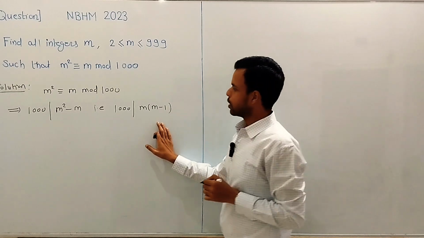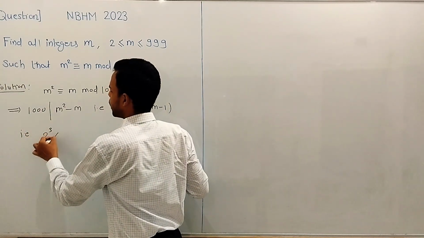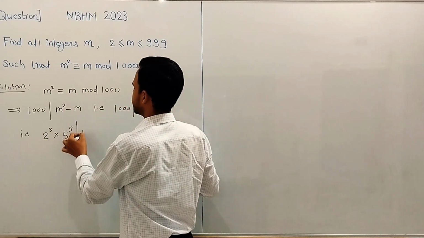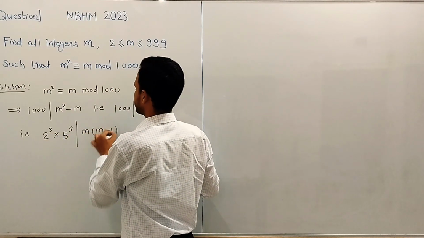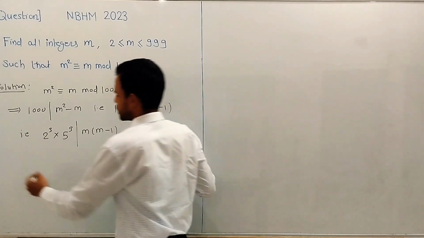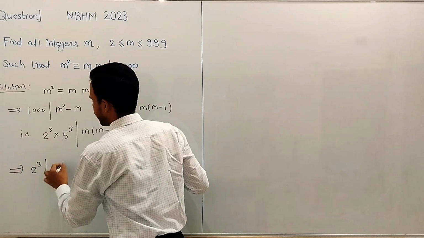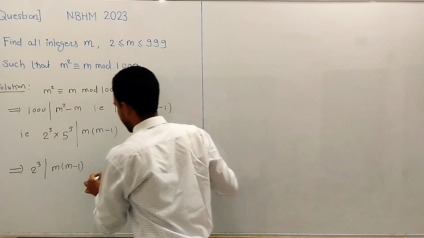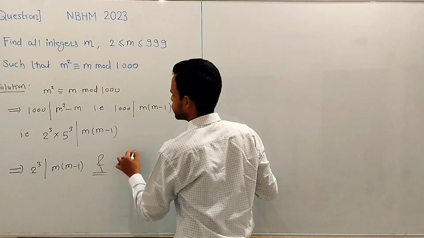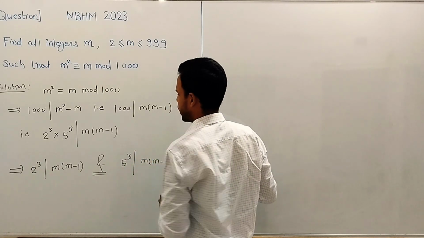Now I can write 1000 as 2 cube times 5 cube. So 2 cube times 5 cube divides m times m minus 1. From this we conclude that 2 cube divides m times m minus 1 and 5 cube divides m times m minus 1.